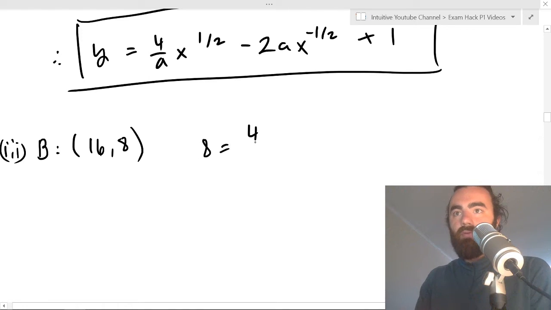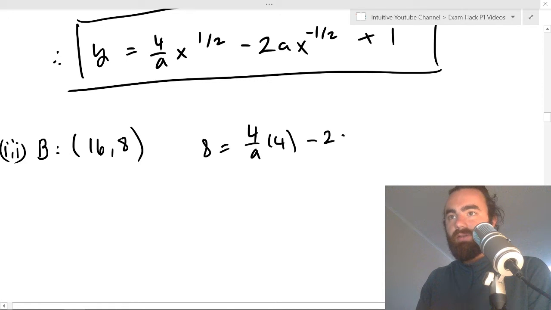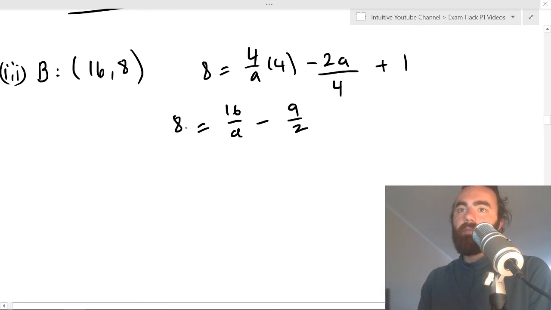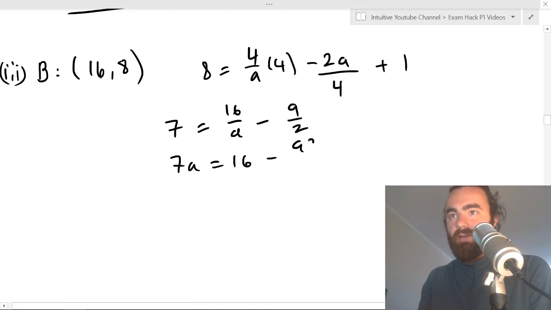So this would be 8 equals 4 over a times the square root of 16. The square root of 16 is 4, so it's times 4. Minus 2a divided by, again, the square root of 16, which is 4, plus 1. So 8 equals 16 over a minus a over 2 plus 1. You can take the 1 over, and you get 7. And we get 7a equals 16 minus a squared over 2. So we get a squared plus 14a minus 32 equals 0.